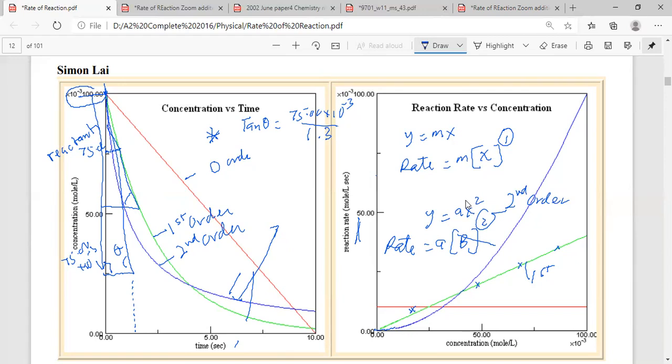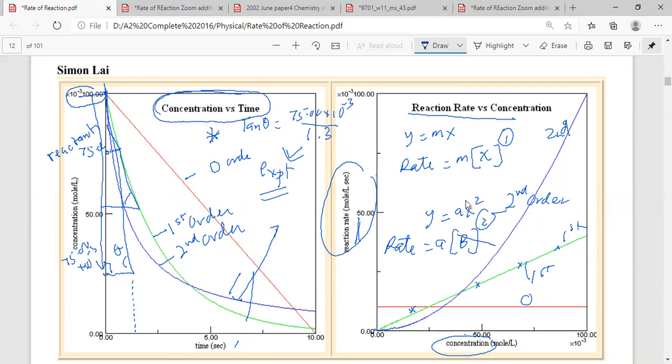So that is how you use graphs. We are only asked to determine zero order, first order, and second order. Now this is a rate versus concentration graph. This graph you get subsequently from this first graph, which is the first graph you get from the experiment. Normally this is the graph that you will use a lot in your exams. I'm going to show you how they use it.